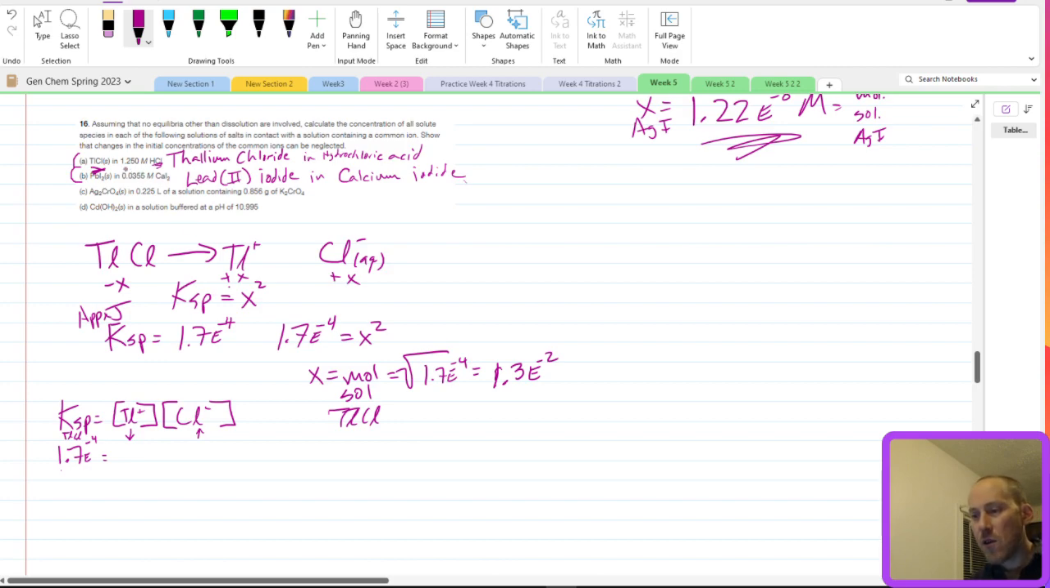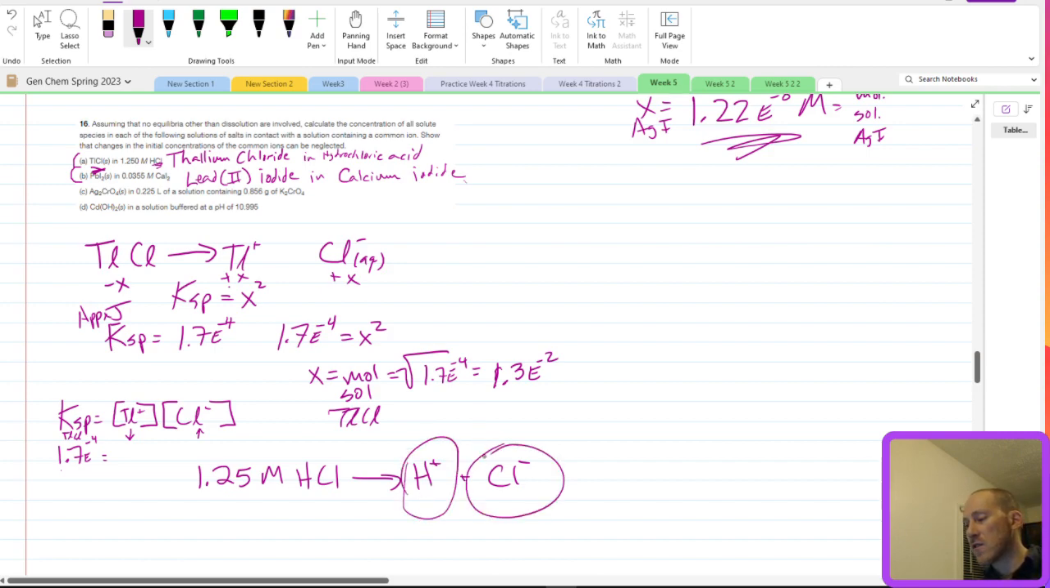So how does the chlorine go up? Well, we have 1.25 molar HCl. That's a strong acid that fully dissociates into H plus and Cl minus. When we're talking about acids and bases, we tend to be interested in this, but now we're actually interested in the common ion, right? HCl provides an ion that tellurium chloride also provides. Common ion. It's an ion that they have in common.